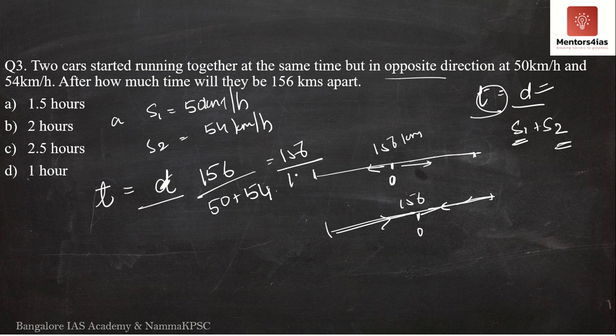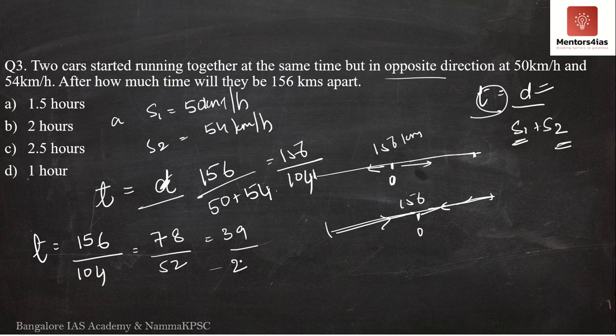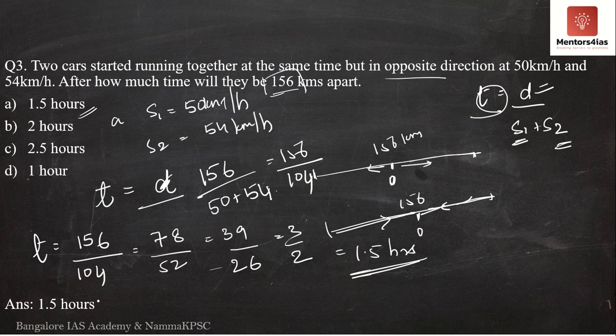It is 156 by 104. So time is equal to 156 divided by 104. Dividing by 2, then again by 2, 13 threes are 39, 13 twos are 26, so 1.5 hours. They take 1.5 hours to be 156 kilometers apart. So the correct option is option A, 1.5 hours.